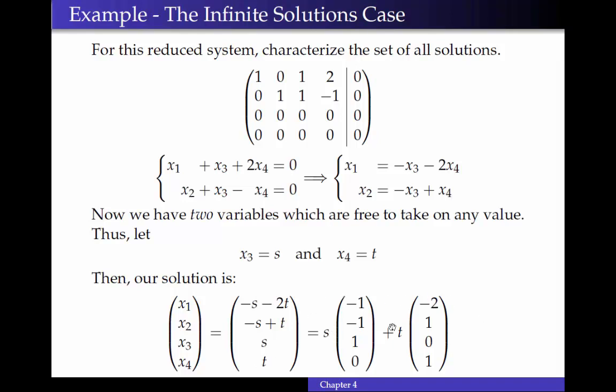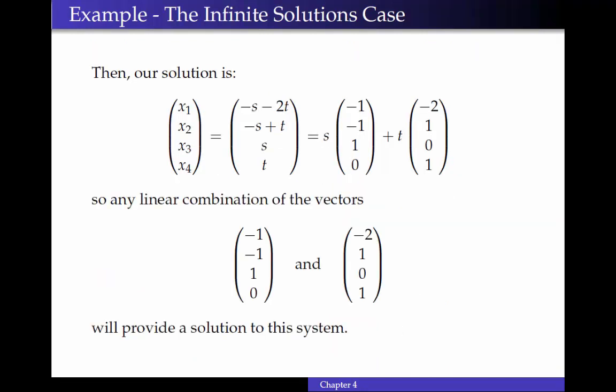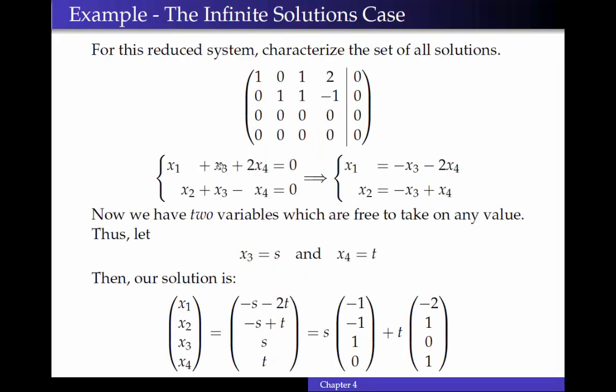And so since s and t are free to take on any values at all, what that means is that we can take any linear combination of the vectors minus 1, minus 1, 1, 0, and minus 2, 1, 0, 1. Right? Any value of s and any value of t means any linear combination of these 2 vectors, and that will provide a solution to this system. I encourage you to go ahead and take your favorite linear combination, 2 times this one and 3 times this one. Make up some numbers, calculate the result, and then show that they satisfy these equations.